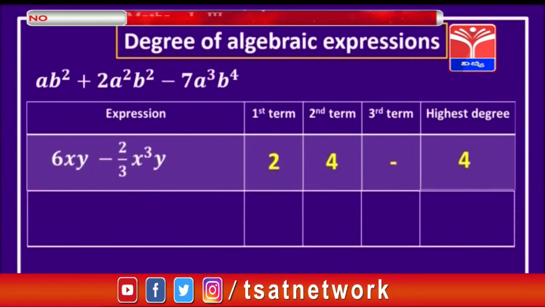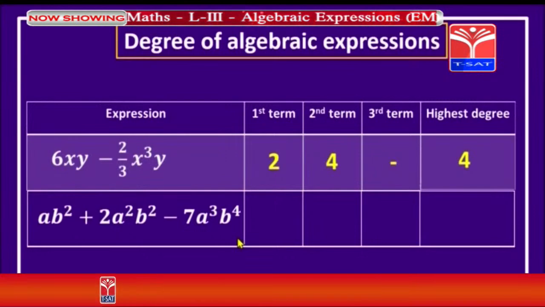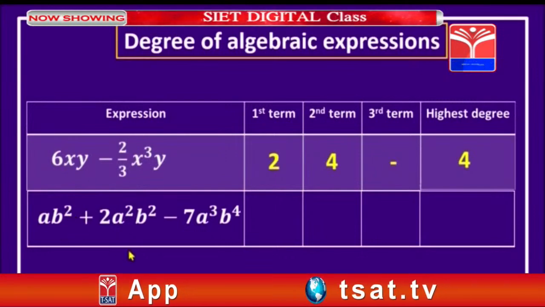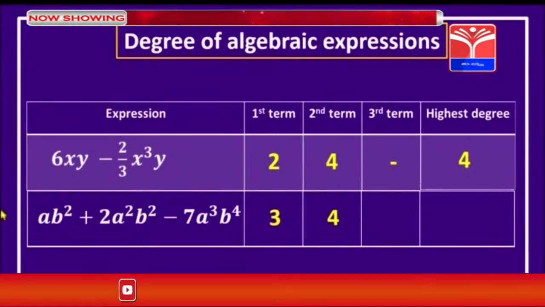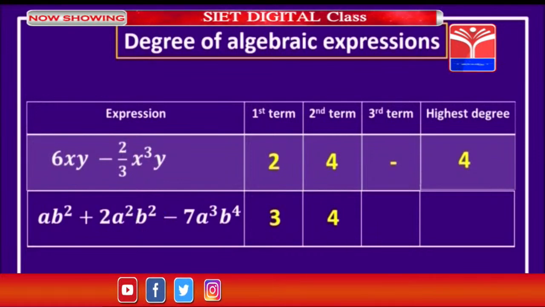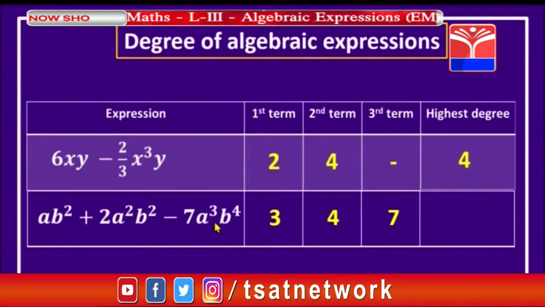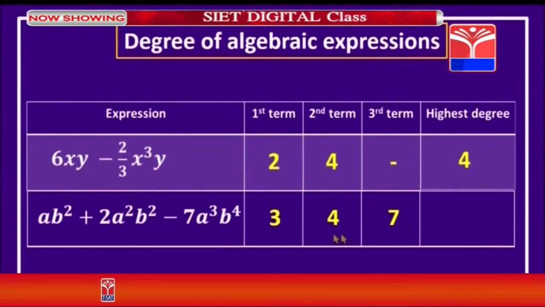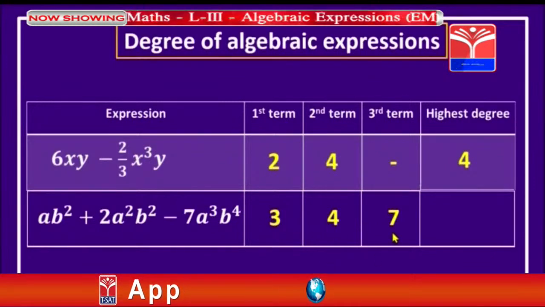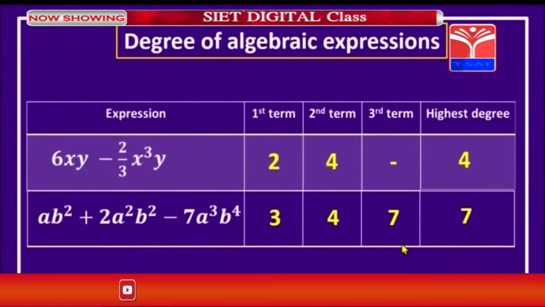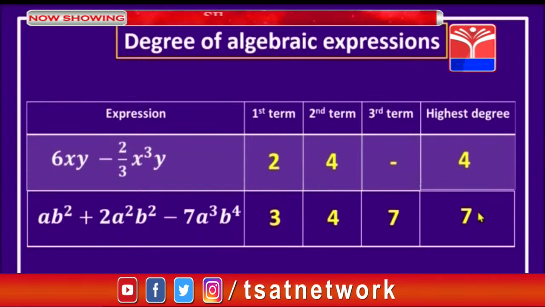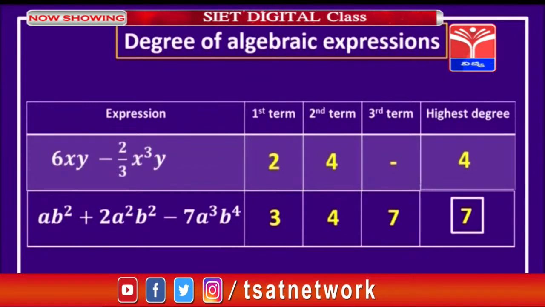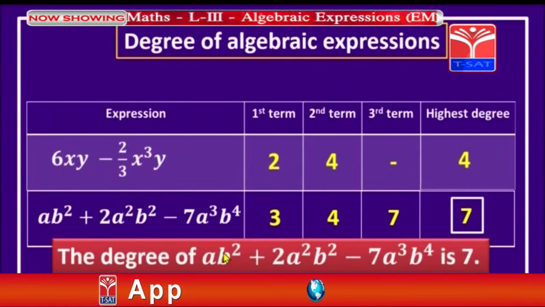So let us see the second example, children, now. So here the first term is ab square. Now what is the degree of the first term? Yes, 3. Now what about the second term, children? Yes, here the power is 2 and 2, so 2 plus 2 is 4. Now we have a third term and its degree is 7, 3 plus 4. Now out of these 3 terms, the third term is having the highest degree, that is 7, isn't it, children? So write down the highest degree. Whatever is the highest degree here, that is 7, that becomes the degree of the expression. So here 7 is the degree of the given expression.